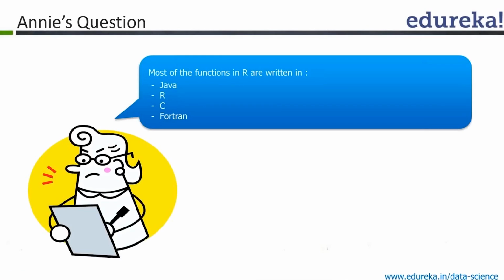And yeah, this is an interesting question. Most of the functions in R are written in Java, R, C, or Fortran. Okay, the majority of the functions. Oh wow! To my surprise, actually all of you answered it correctly. As you said, most of the functions in R are implemented in R itself. And that's a pretty nice feature. That means even the core R is powerful enough to build much larger and much more focused packages.